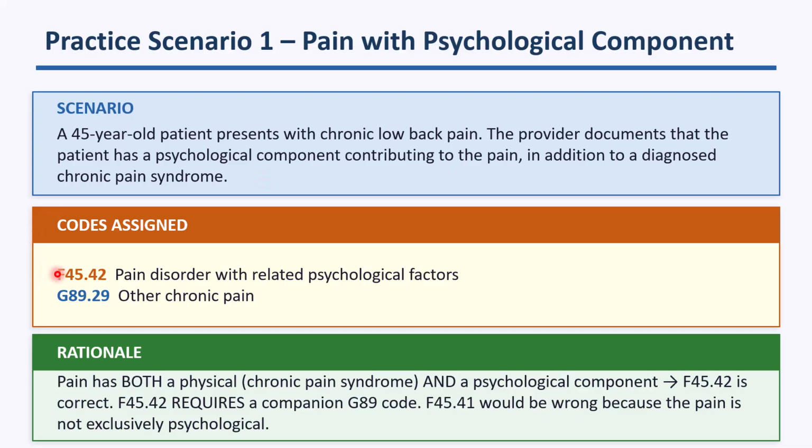The codes are F45.42, that is pain disorder with related psychological factors, and G89.29, that is other chronic pain. The rationale: the pain has both a physical component, that is chronic pain syndrome, and a psychological component. That is why F45.42 is correct. F45.42 requires a companion, that is a G89 code. Coding F45.41 would be wrong because the pain is not exclusively psychological.